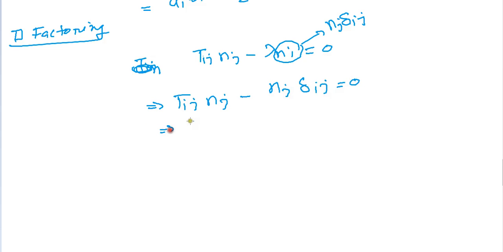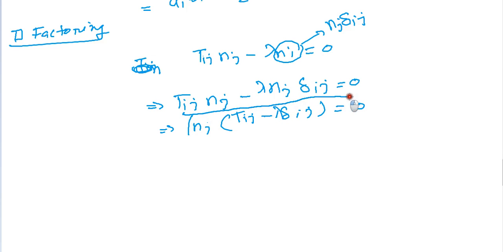So if we bring out n_j, then we get T_ij minus, sorry, we have a lambda here, lambda Kronecker delta ij, times n_j, is equal to 0. So we can do that in factoring. This is the normal procedure or process. So this is the factoring.